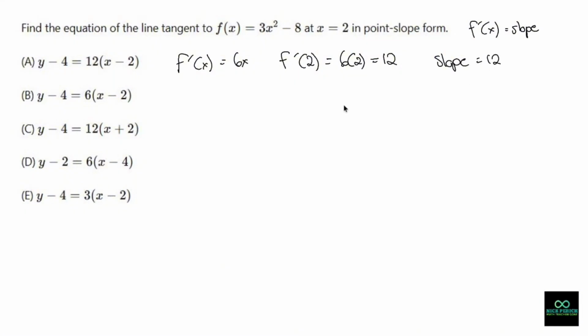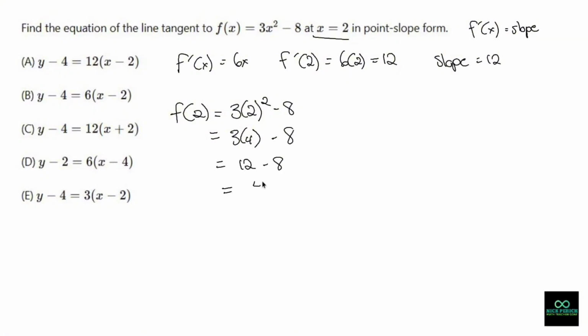is 12. Now, I'm given the x value. If I'm thinking point slope form, I'm like, oh cool, I have a slope, but I only have half a point. So I need the other part of the point, which is found by taking 2 and plugging that into the original f function. So 3 times 2 squared minus 8 is going to be 3 times 4 minus 8, which is going to be 12 minus 8, which is going to be regular old 4. So if I have a slope of 12, and now I have a point of 2, 4, I have enough information to make point slope form.